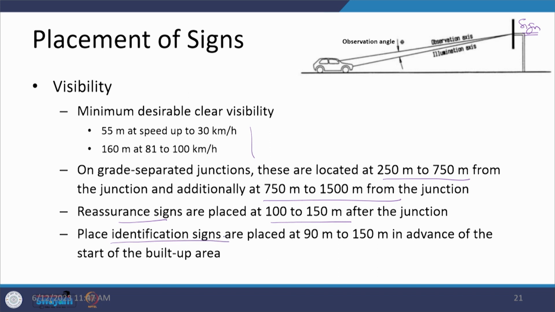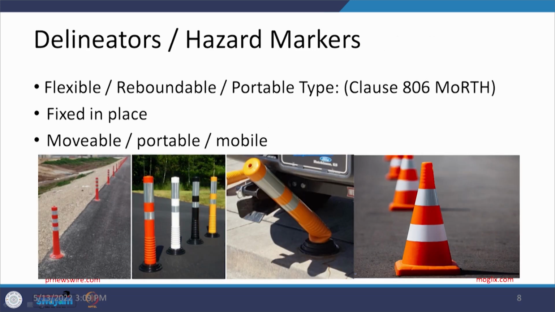Similarly, place identification sign. You are approaching a built up area. So, what is this built up area where you are approaching? So, these signs should be 90 meters to 150 meters in advance of the start of that built up area. So, with this we have completed about the road traffic signs and their placements.